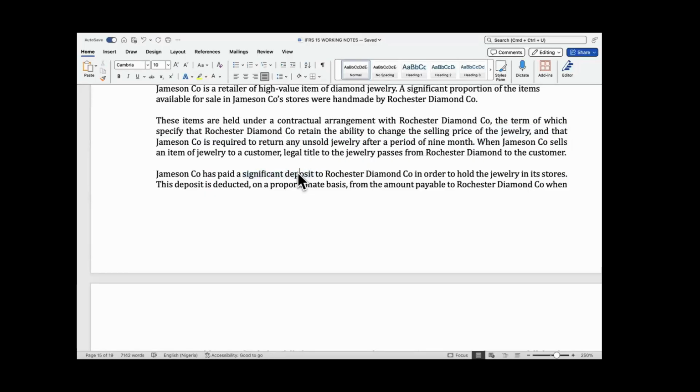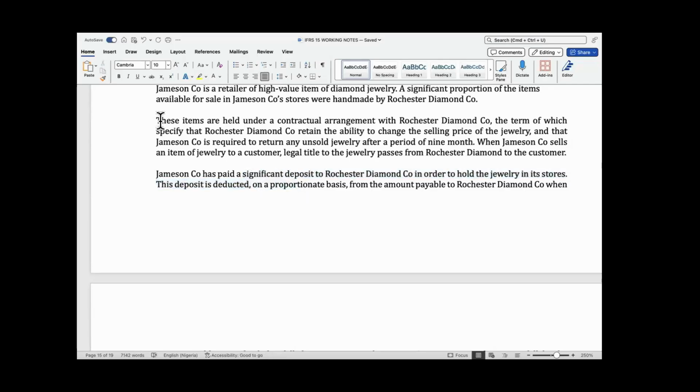Before I read further, can we think this through? So Jameson paid a significant deposit in order to hold this jewelry in store. How do you think Jameson will treat that deposit in his own books? And how will Rochester treat that deposit in his own books?